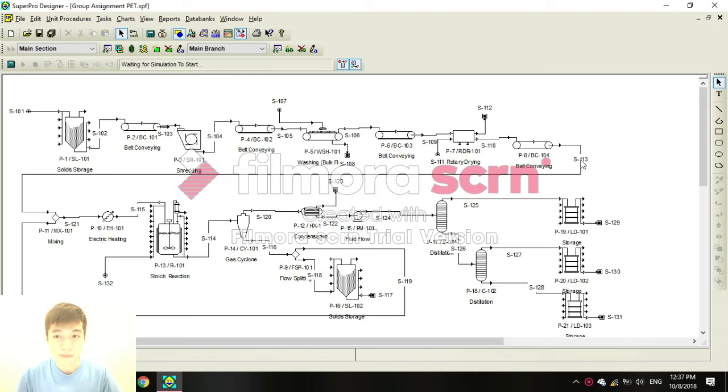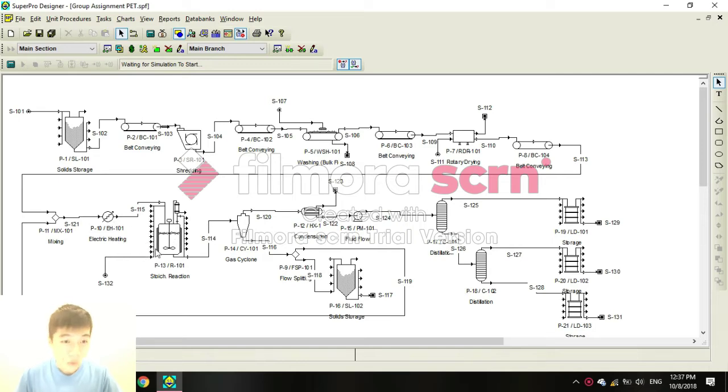Then from stream S113, we will go to the electric heating. The purpose of putting in electric heating is that the stoichiometric reactor, the pyrolysis reactor, cannot reach the temperature of 350 degrees Celsius. That's why we need electric heating.